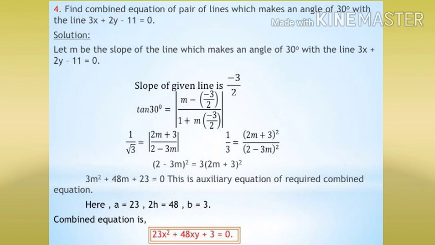We all know that this is the auxiliary equation of the required combined equation. So when you compare this equation with the auxiliary equation bm square plus 2hm plus a is equal to 0, clearly a is 23, 2h is 48 and b is 3. So what will be your combined equation? It is ax square plus 2hxy plus by square. So it will become 23x square plus 48xy plus 3y square is equal to 0.